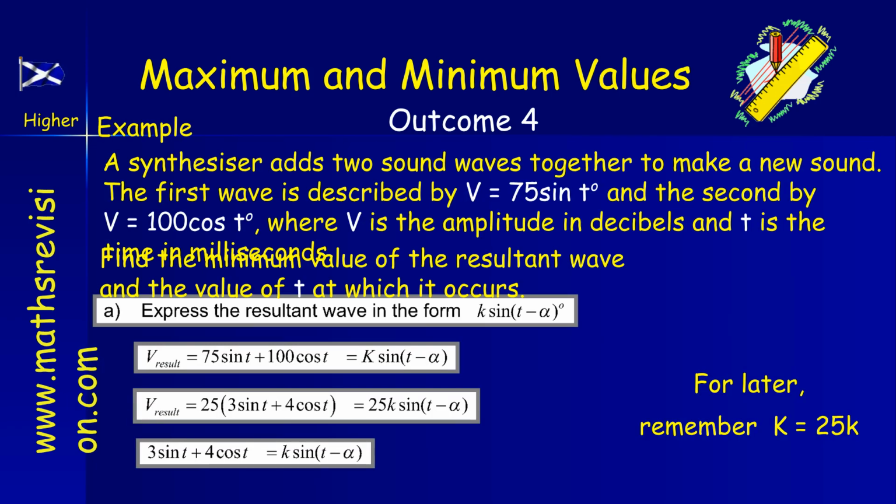Let's apply these principles to our first example, a synthesizer combining two sound waves. We have a first wave, v equals 75 sine t, and a second wave, v equals 100 cos t. We need to find the minimum value of their resultant wave.